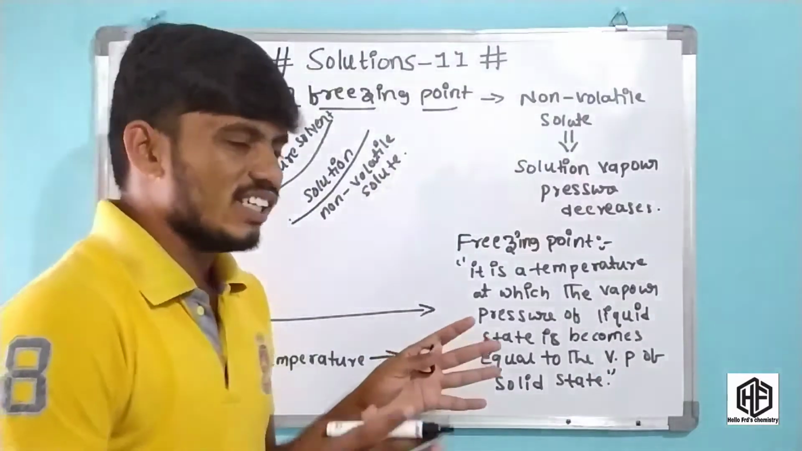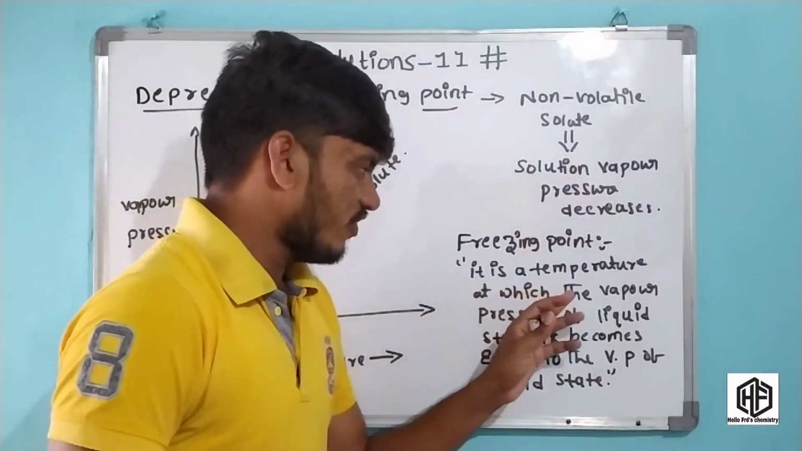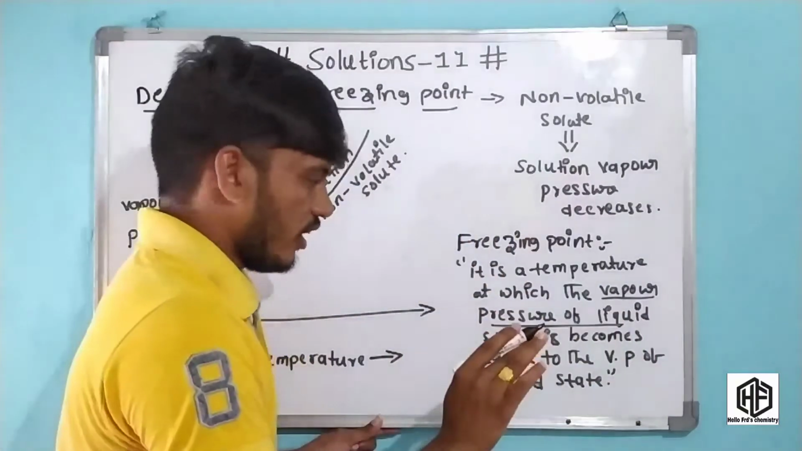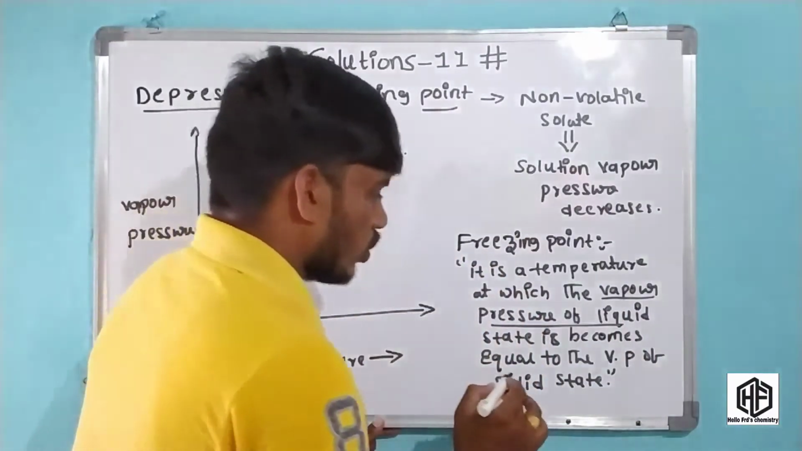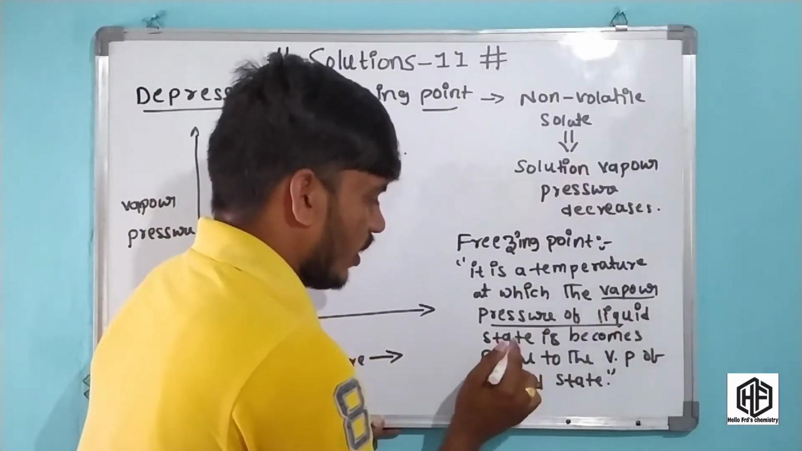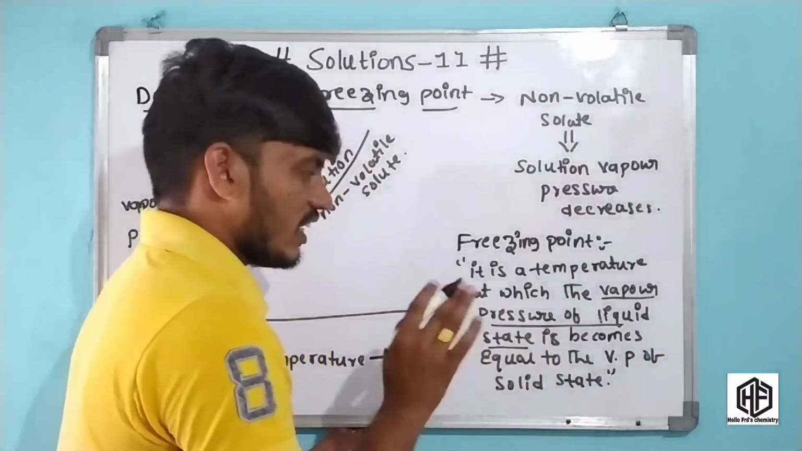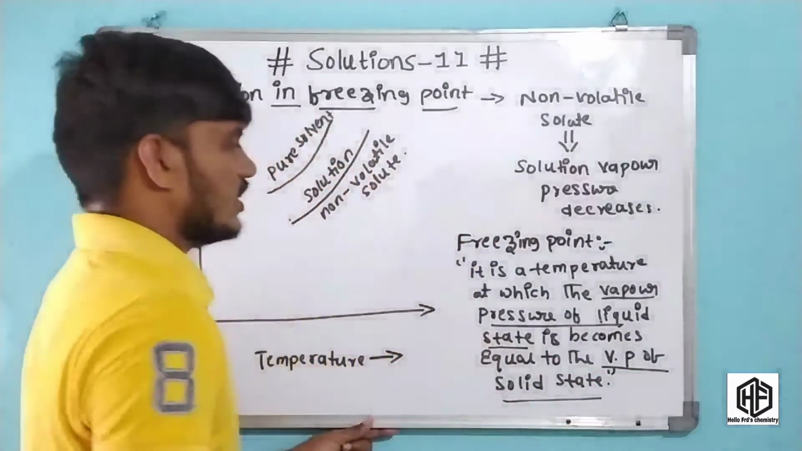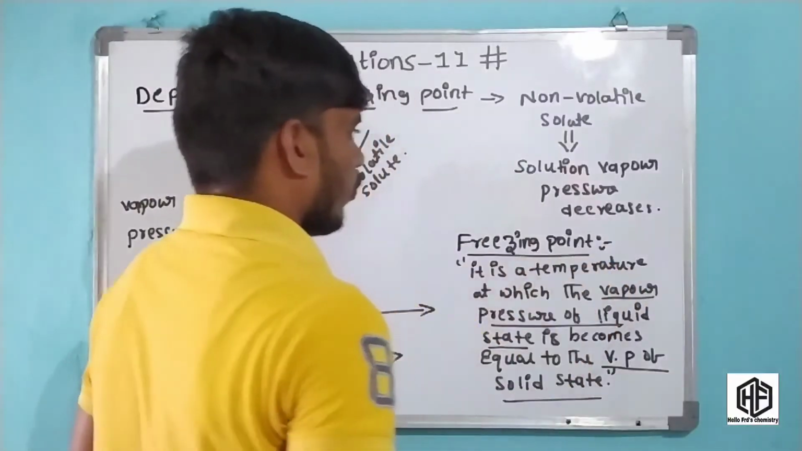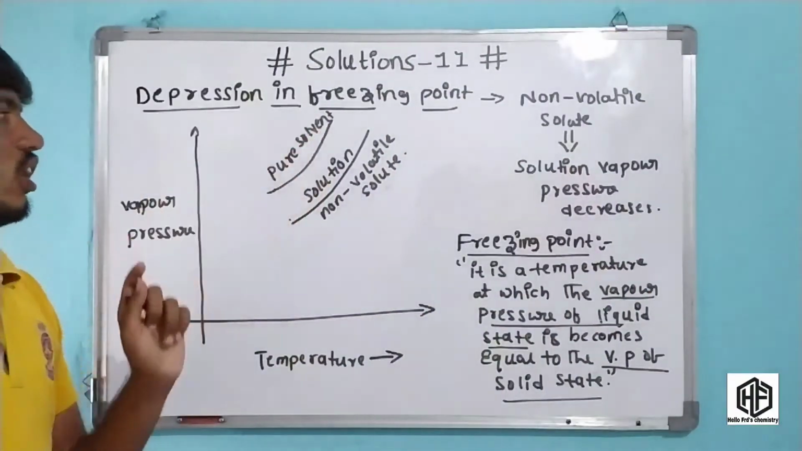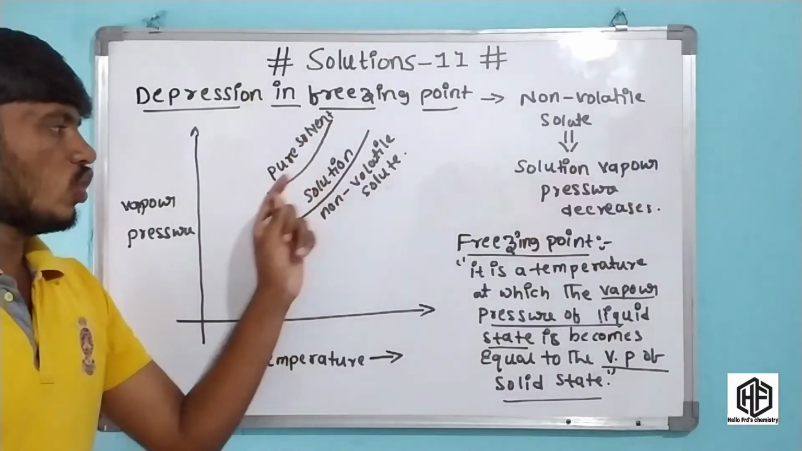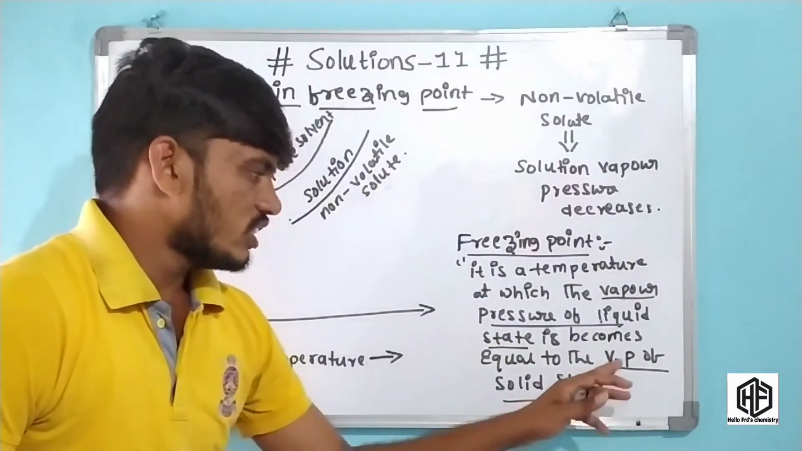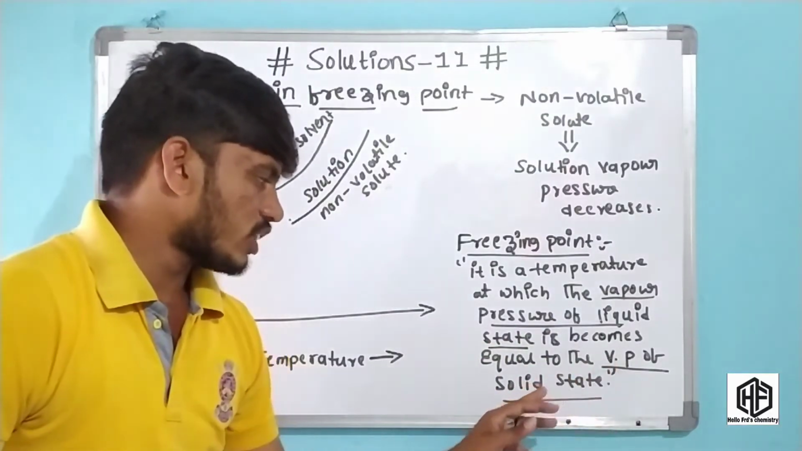Freezing point is the temperature at which the vapor pressure of the pure liquid becomes equal to the vapor pressure of the solid state. This is the basic definition of the freezing point. Okay friends, this is the pure solvent curve and this is the solution curve. Now I will represent the vapor pressure of the solid state.